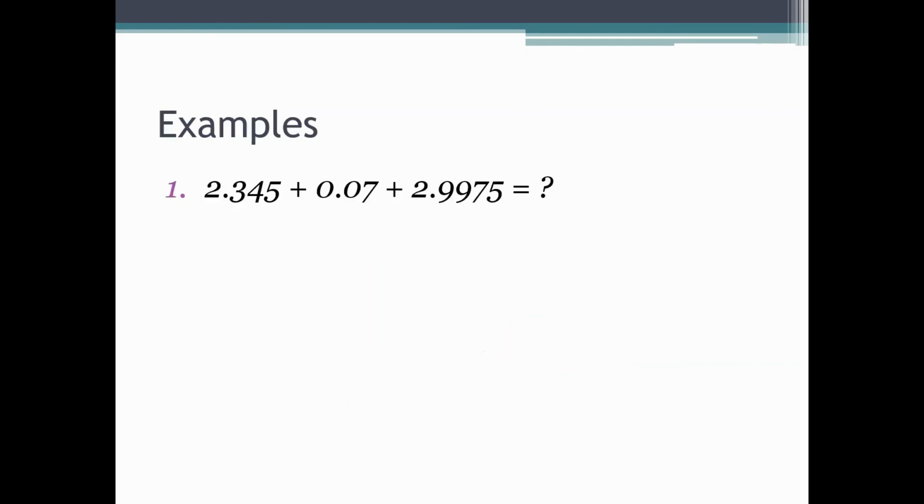All right, so here's an example. We have 2.345 plus 0.07 plus 2.997. So we're going to add these all together. Feel free to just punch this into your calculator. And when you do that, you should get 5.4125.